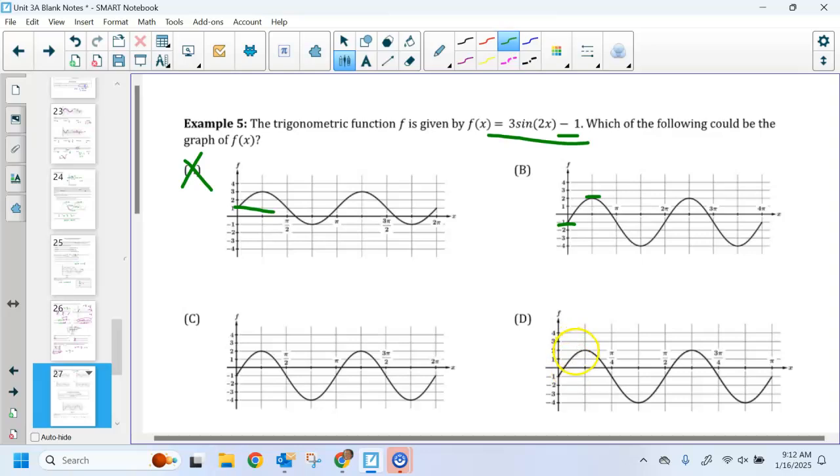This has an amplitude of 3. This has an amplitude of 3. This has an amplitude of 3. So they all fit the amplitude and the midline, so my issue must be the period.